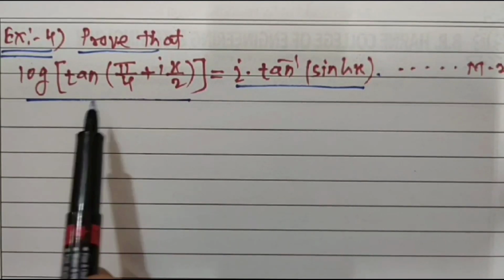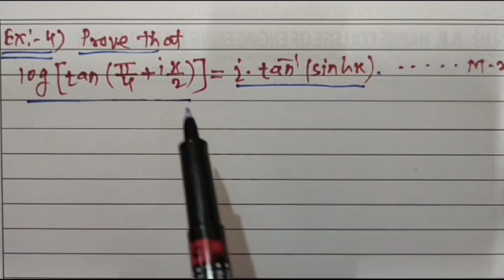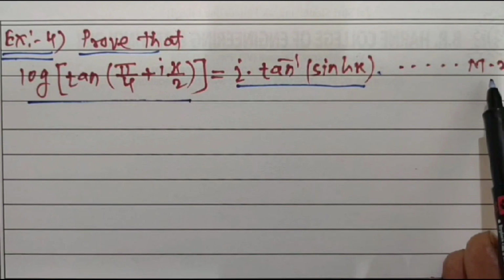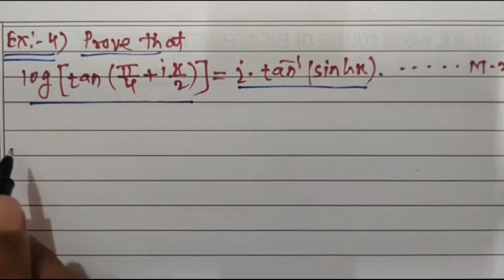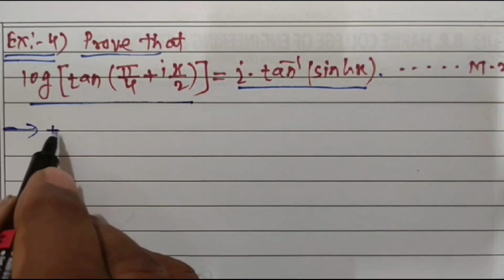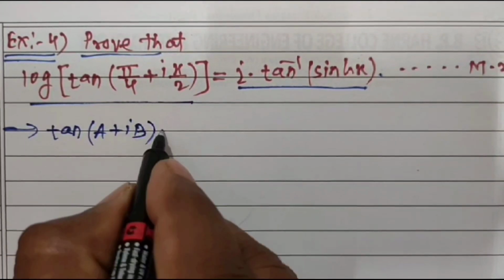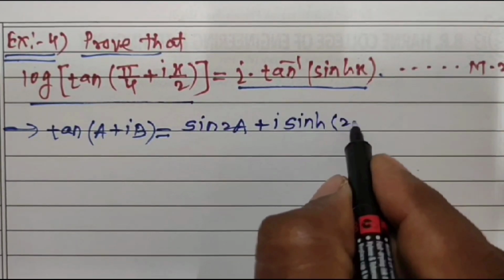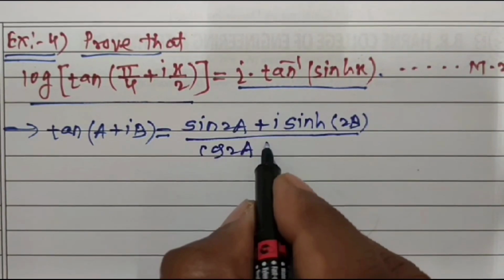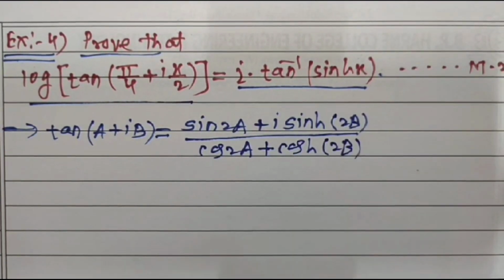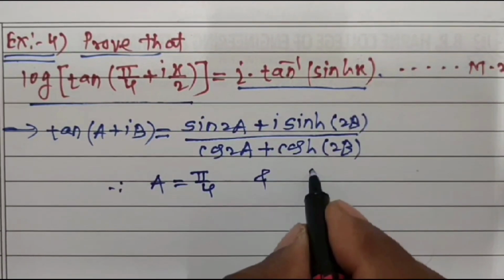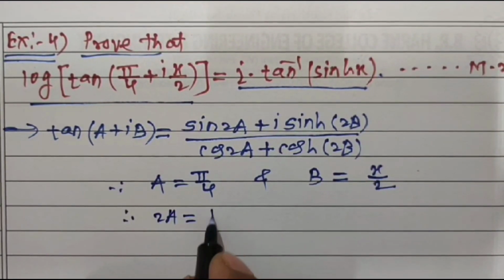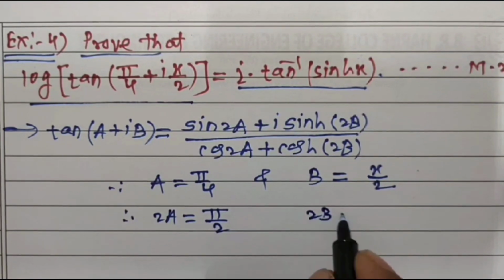Prove that logarithm of tan of (pi by 4 plus I x upon 2) is equal to I into tan inverse of hyperbolic sin x. This sum appeared in May 2017. To solve this sum, we must know this formula: tan of (a plus ib) is equal to (sin 2a plus I into hyperbolic sin 2b) divided by (cos 2a plus hyperbolic cos 2b). Now a is equal to pi by 4 and b is equal to x upon 2. Hence 2a is equal to pi by 2 and 2b is equal to x.